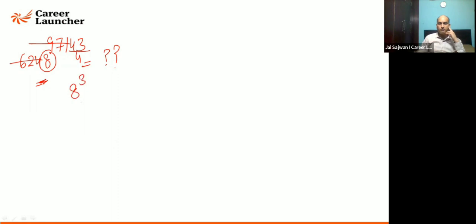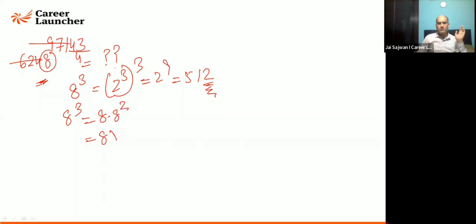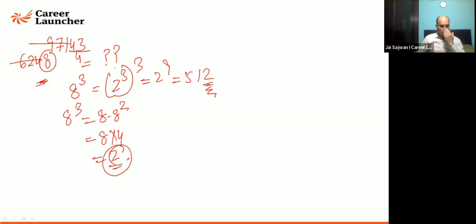You know it is 8 cube. You know 8 cube is 512. Why? Because it is 2 cube to the power of 3, that is 2 to the power of 9, which is 512. This ends with 2. That's it. Even if you don't know about it, not to worry. 8 cube: 8 square is 64 ending with 4. 4 8s are 32 ending with 2. That's it.